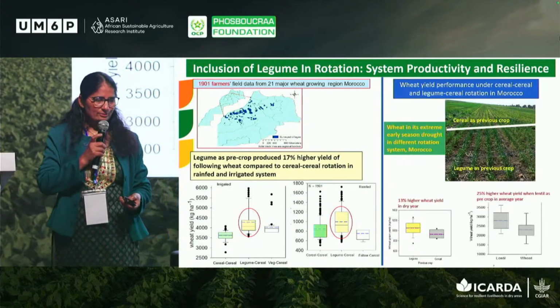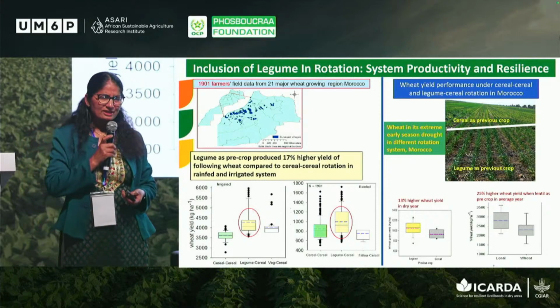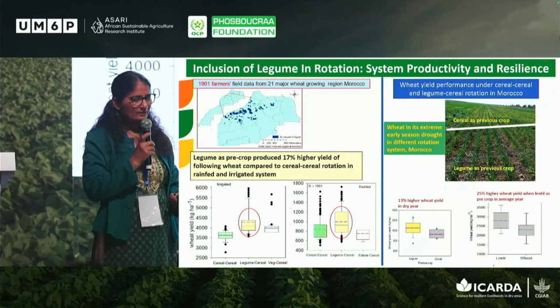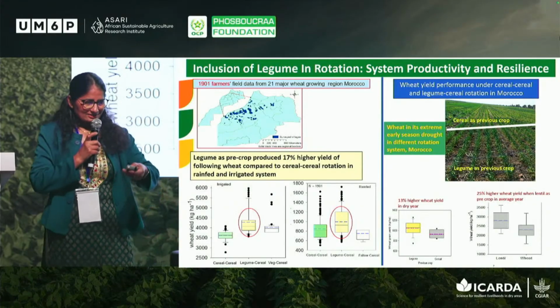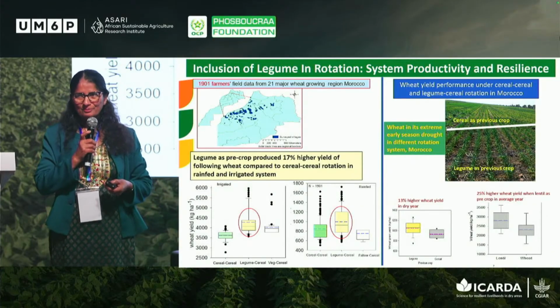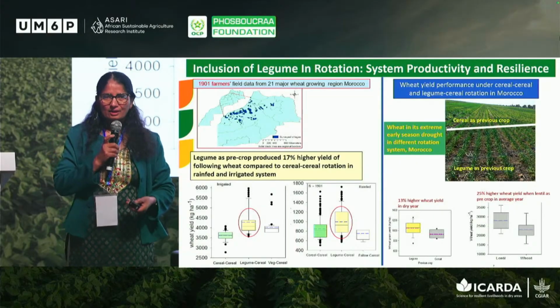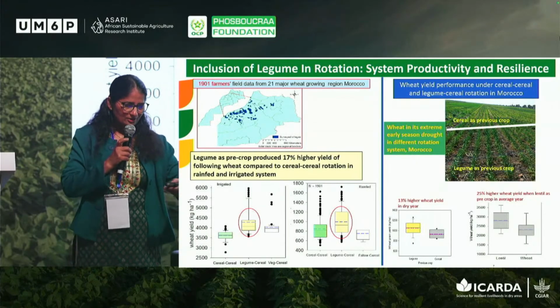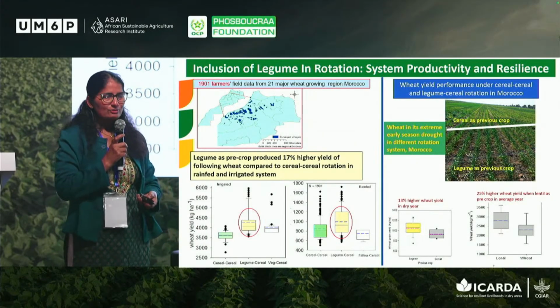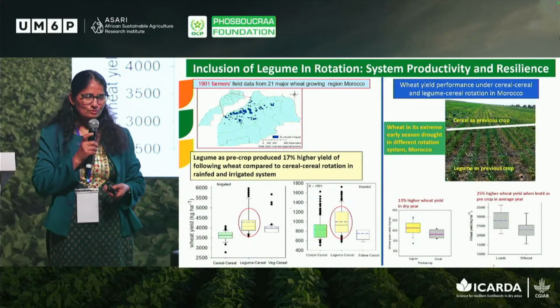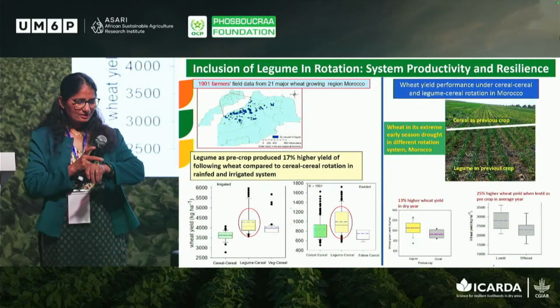And here I will give one example. It was again in 2021, which was very dry in the beginning. So you can see how the wheat crop did where lentil was the previous crop, compared to continuous cereal, and you can see a good impact. I have also done this in a good year. So there is a yield advantage.